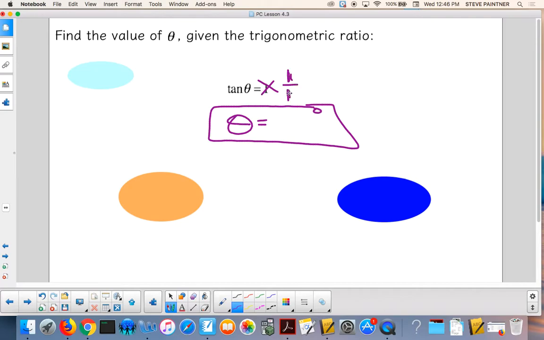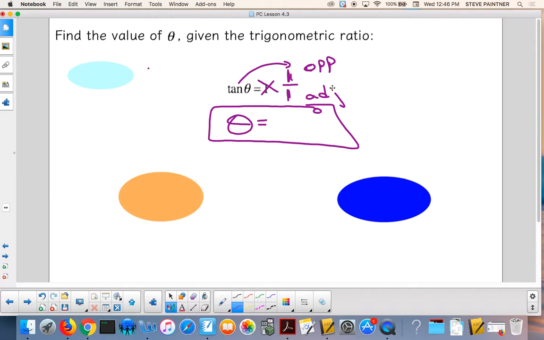Okay, here's the deal. I don't think this one was hard for you. I just want you to know this. When I see tangent of an angle equals a number, I always make it a ratio, 1 over 1. Now, remember the top number stands for what word? Tangent is what over what? Opposite over adjacent. Okay.